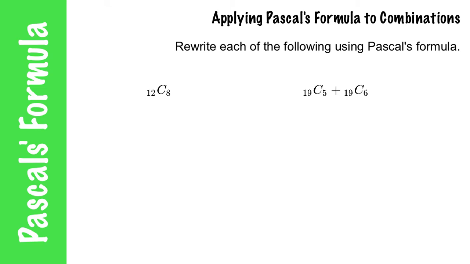So 12C8 equals 11C7 plus 11C8. 19C5 plus 19C6 would equal the next row, 20C6.